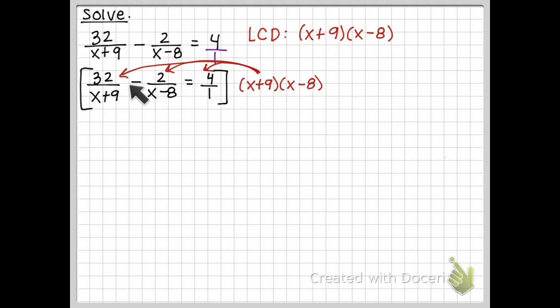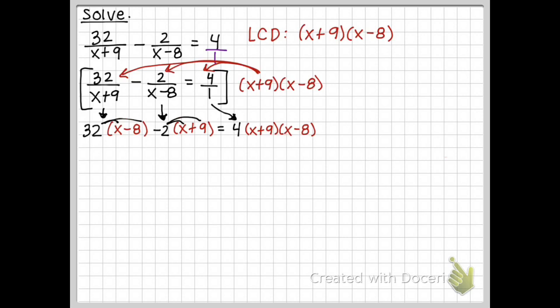Now again, do you see how this x plus 9 is going to cancel out with this x plus 9? So I'm going to bring the 32 down, and multiply it by whatever's left over, which is the x minus 8, because these x plus 9s cancel out. I'm going to bring down the negative 2, and you see how these x minus 8s cancel out? So I'm going to multiply that by x plus 9 equals, and then this 1 on the bottom doesn't cancel out with any of them, so it's going to be 4 times x plus 9 times x minus 8.